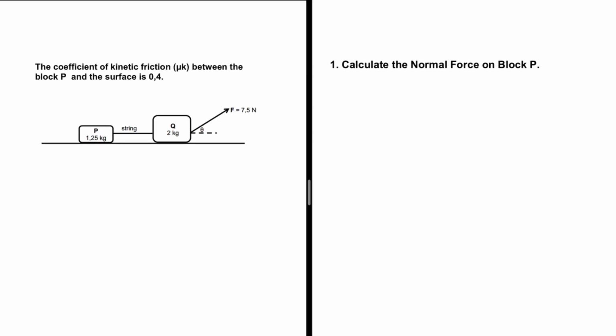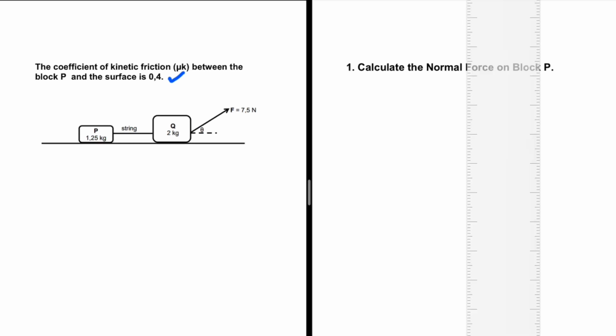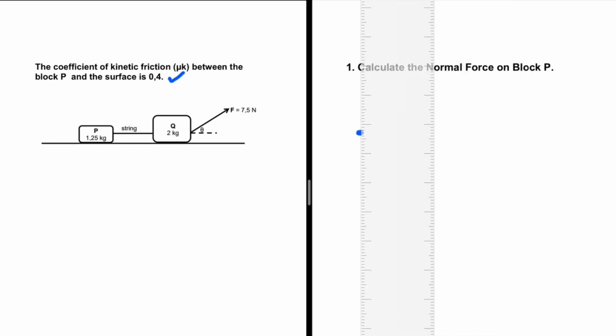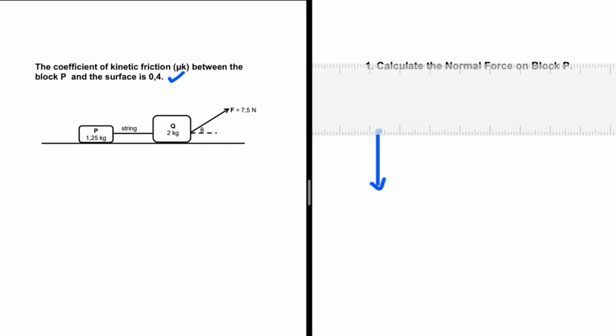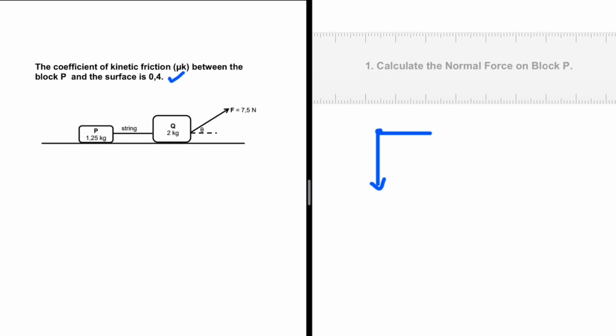So we have the coefficient of kinetic friction between the block P and the surface being 0.4, as we can clearly see from our question statement. So how can we calculate the normal force of block P? Let's go ahead and take a look. On block P, we have its weight pointing down. Obviously, block P and block Q are connected by string, so we're going to have the tension force pointing to the right. You will see in a second why I'm doing this.